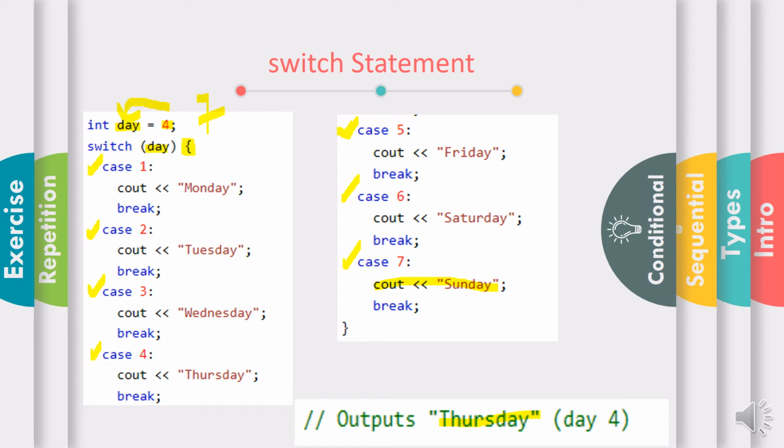This break statement at the end of a case will make the flow of control come out of the block. We will discuss some more examples so that you can understand the switch statement in a much better way.